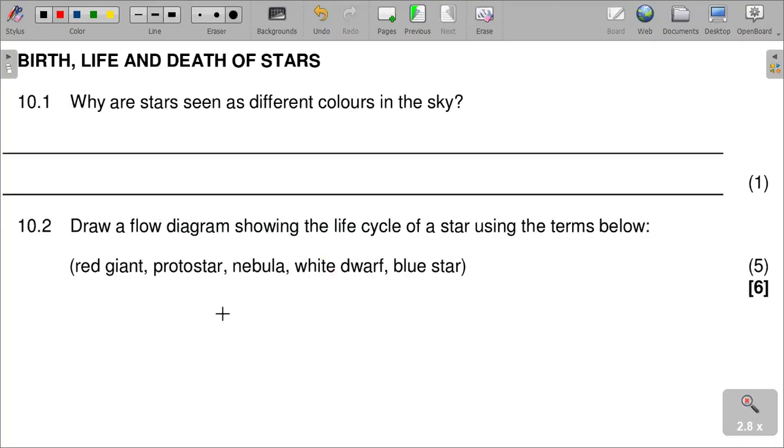The color of a star is determined by age, which we can talk about in terms of its life cycle.